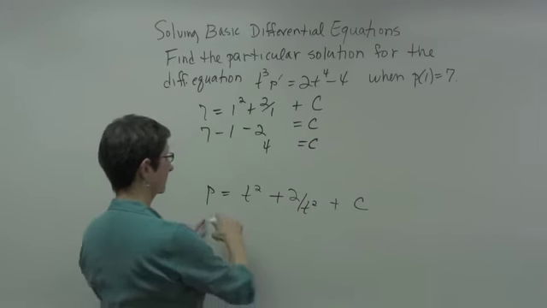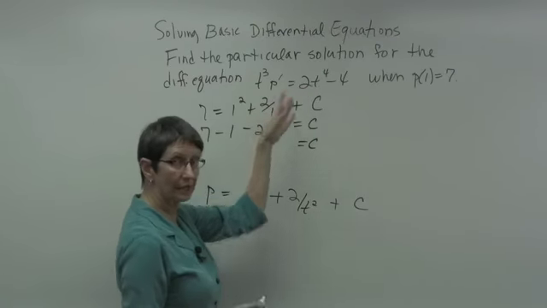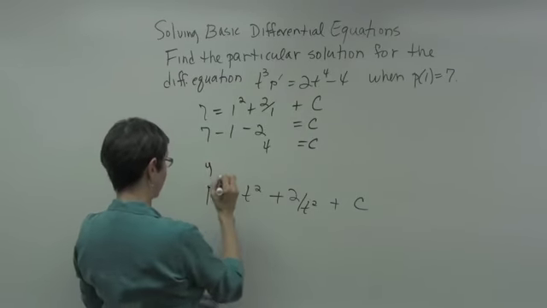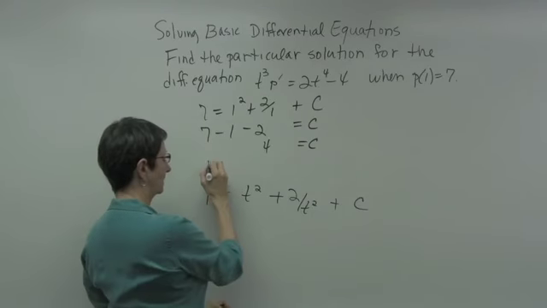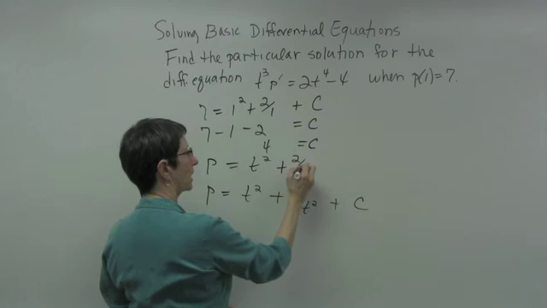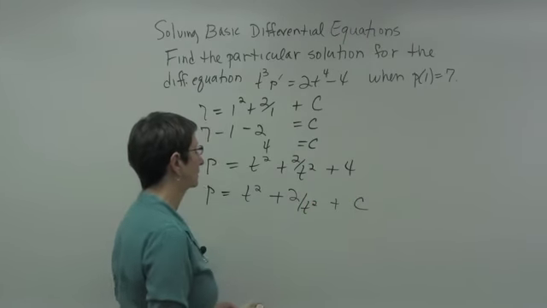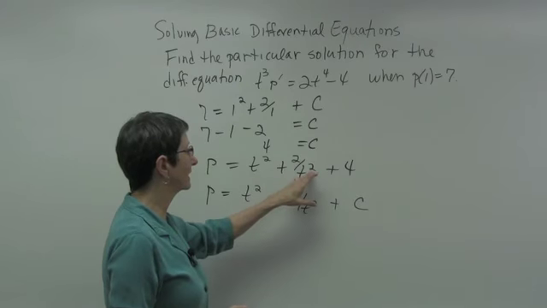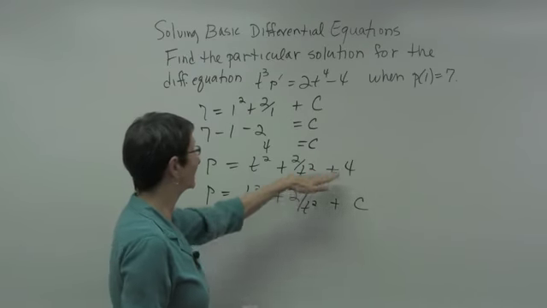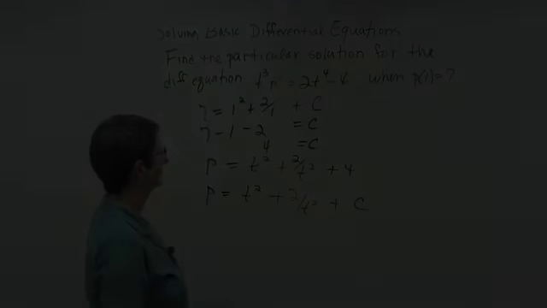So my solution with the condition met, my particular solution, is p equal to t squared plus 2 over t squared plus 4. And generally, we do want to keep our positive exponents. So this is likely to be the form that you would see it given as a solution.